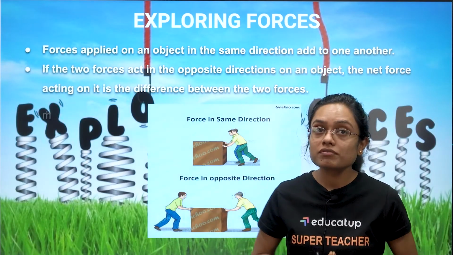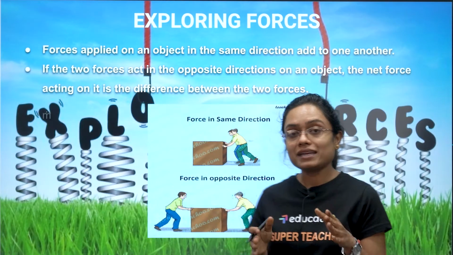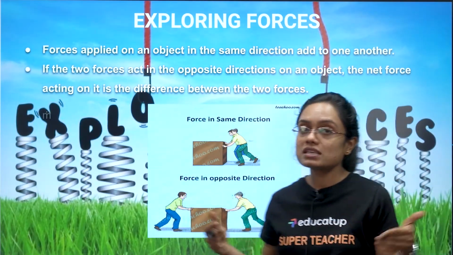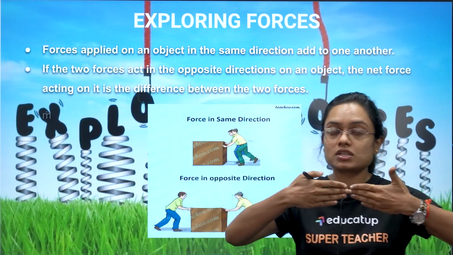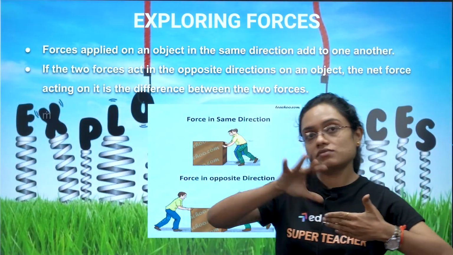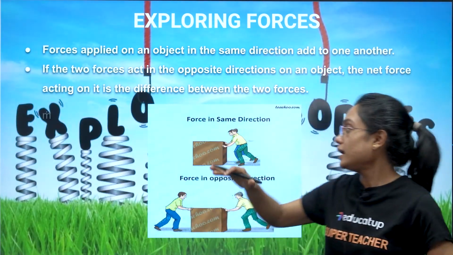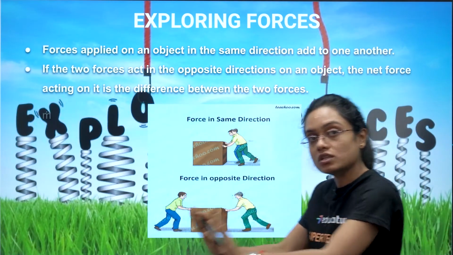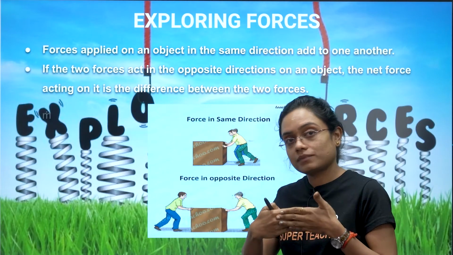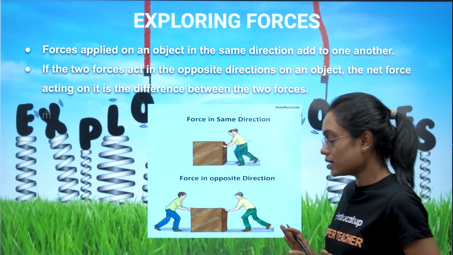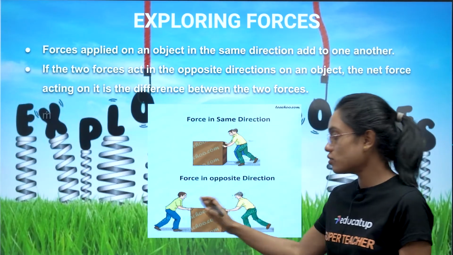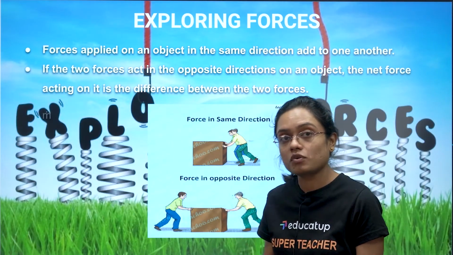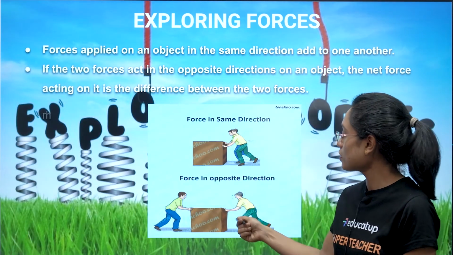Now, exploring forces. Forces applied in the same direction are always added up, and the forces applied in the opposite direction are subtracted, and the final result is the force which is applied. In the first case, you can see both the men are applying force in the same direction, so their force will be added. In the second one, they are applying it in the opposite direction, so whatever force they both are applying will be subtracted, and the answer will be the final effective force which is being applied.